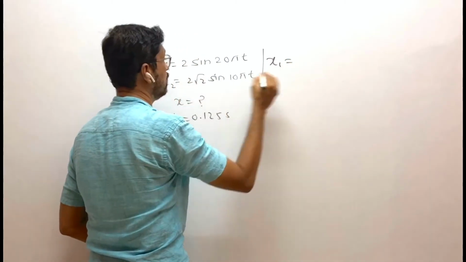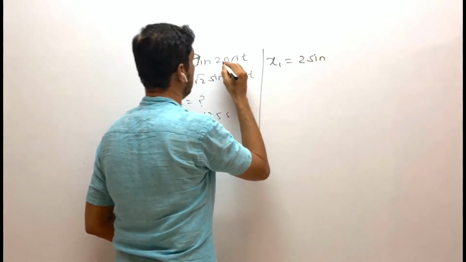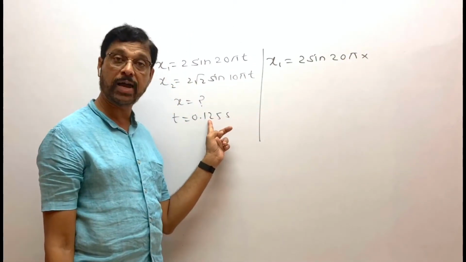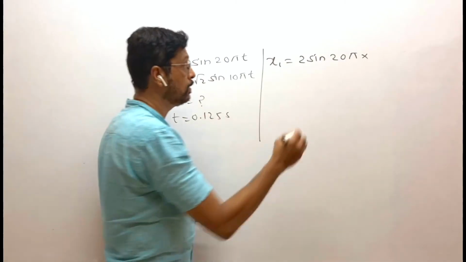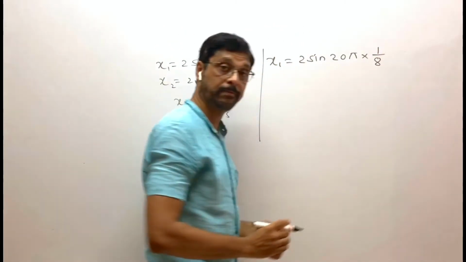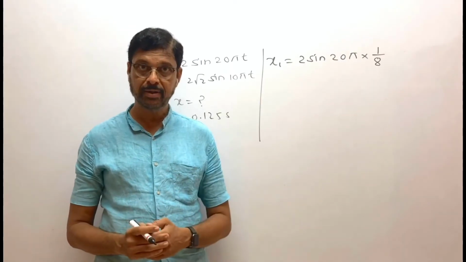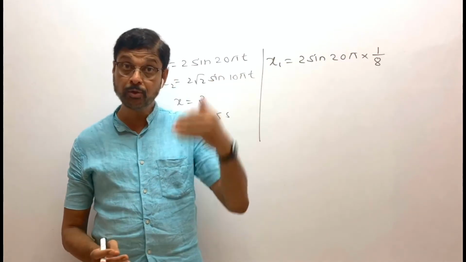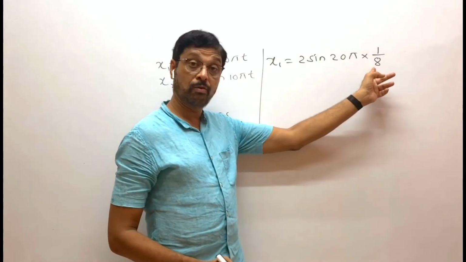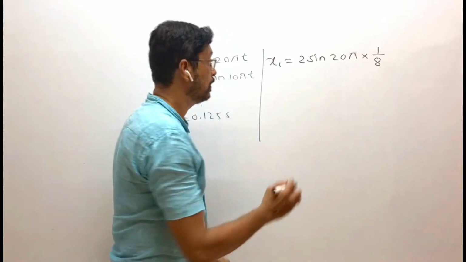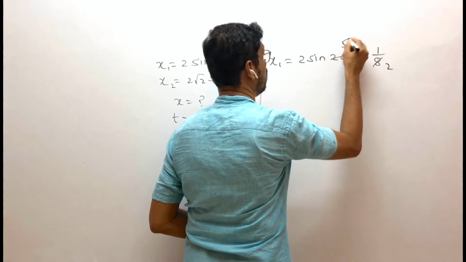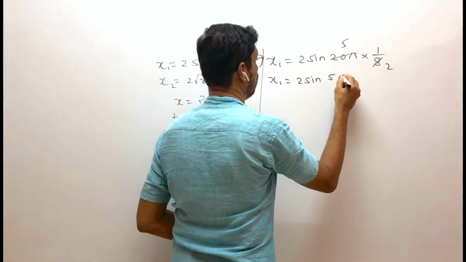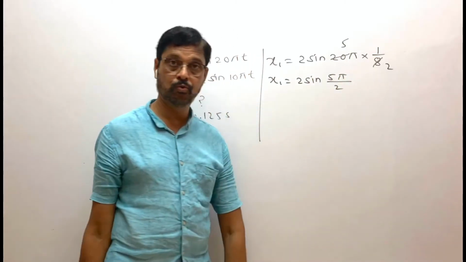x1 is 2 sine 20 pi. T is 0.125. 0.125 means 1 by 8. है ना? 0.5, 1 by 2. 0.25, 1 by 4. 0.25 का आधा 0.125, 1 by 4 का आधा, 1 by 8. So this is 4 2s are 8, 4 5s are 20. So x1 is equal to 2 sine 5 pi by 2.